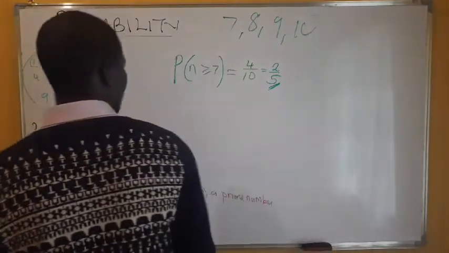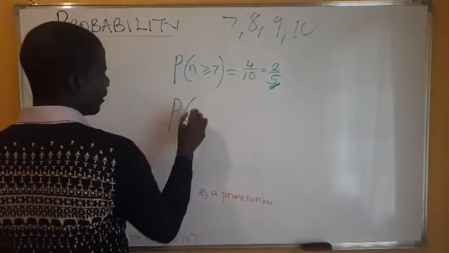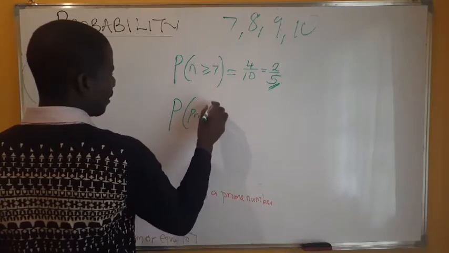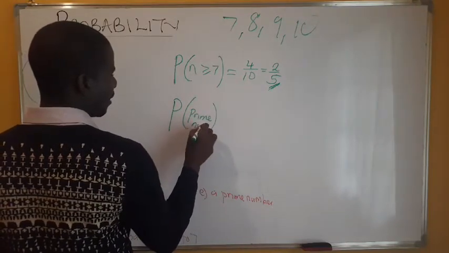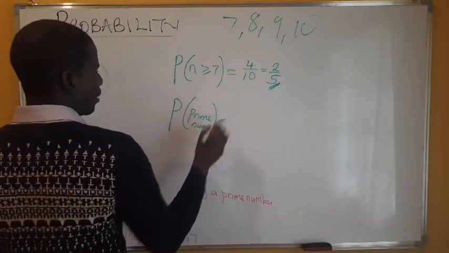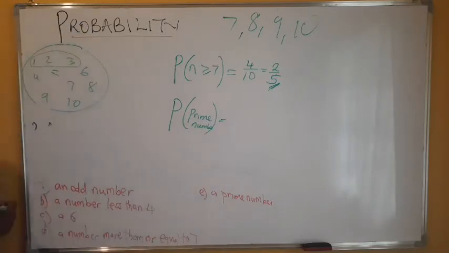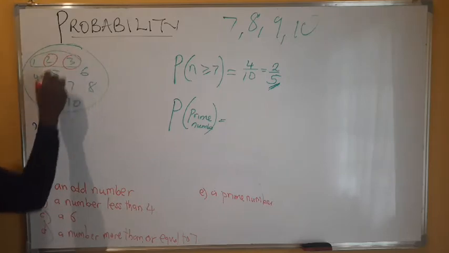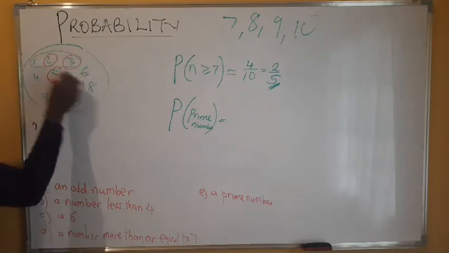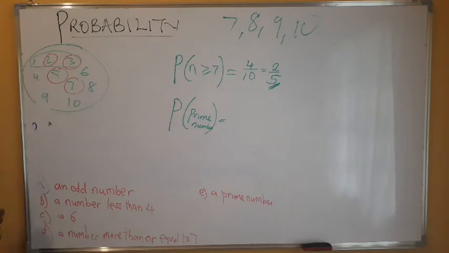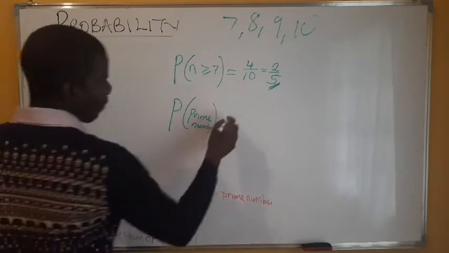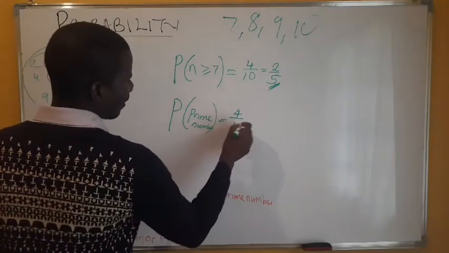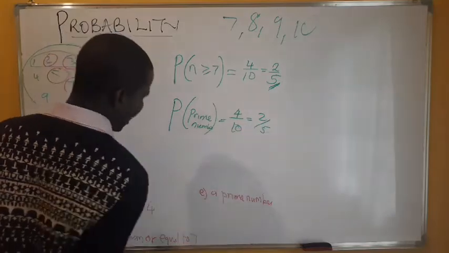The probability that we're going to have a prime number. Okay? A prime number. How many prime numbers do we have here? 2 is a prime number. 3 is a prime number. 5 is a prime number. 7 is a prime number. Okay? So again, as you can see, we have how many prime numbers? 4 prime numbers over, which will be again 2 over 5.